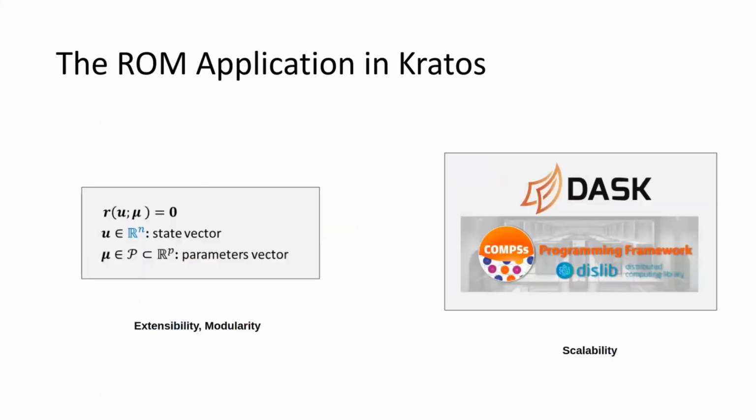So basically, for extensibility and modularity, we are working on the residual. We are not going to be very invasive. We are going to be using the residual so that, with the same implementation, that's the idea, we can use fluids and structures, structural elements, and also scalability. Since we want to orchestrate our training campaigns and also solve large numerical algebra in parallel, using either this library, ROMs, which is developed at the Barcelona Supercomputing Center, or Dask, or any other library that exists, using, of course, the Python interface of Kratos.